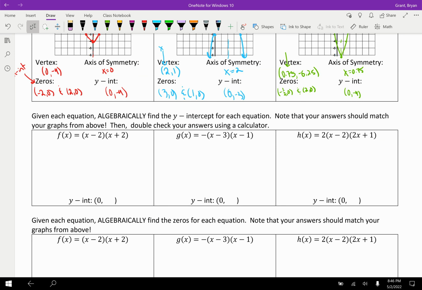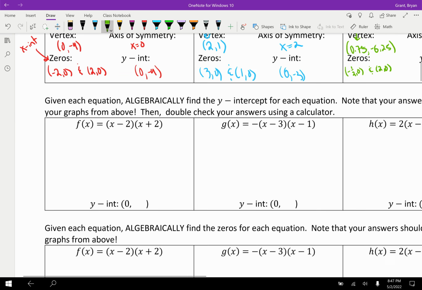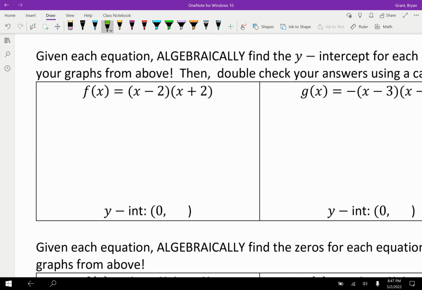Exciting. So let's start with the basics. Given each equation, algebraically find the y-intercept for each equation. Well, that seems redundant. Note that your answers should match your graphs from above. Then double check your answers using a calculator. All right, let's look at this first one. They're asking us to find the y-intercept. But when we go through and find a y-intercept, we've done that many, many, many times.